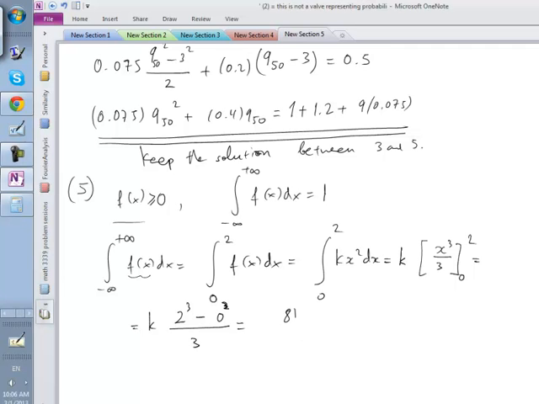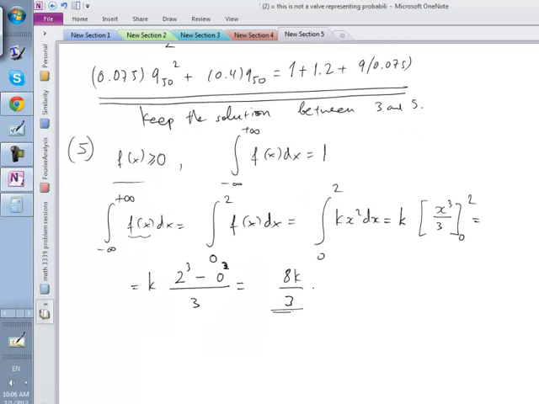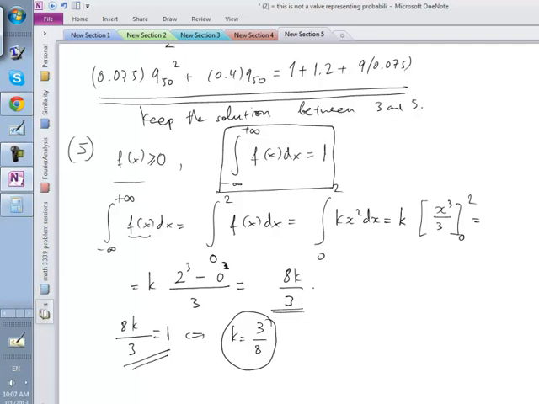So it's 8k over 3. Now, this number has to be equal to 1. So 8k over 3 must be equal to 1, which gives that k is 3 over 8. And we'll call this constant the normalization constant. Why did I set this to be equal to 1? Because I want this equation to be satisfied.